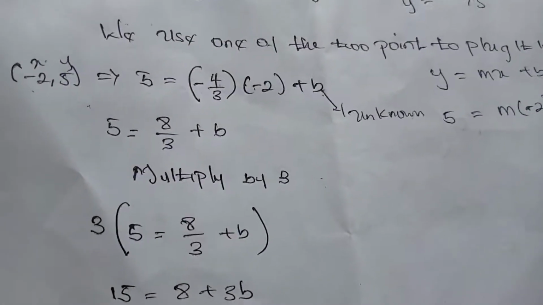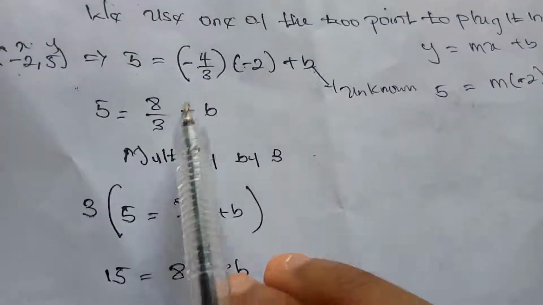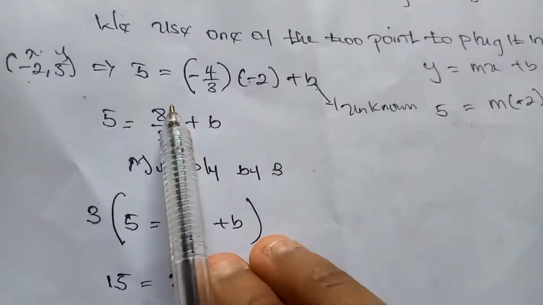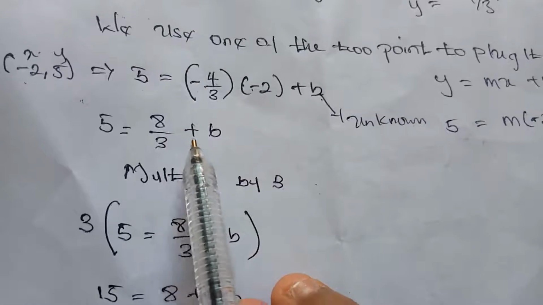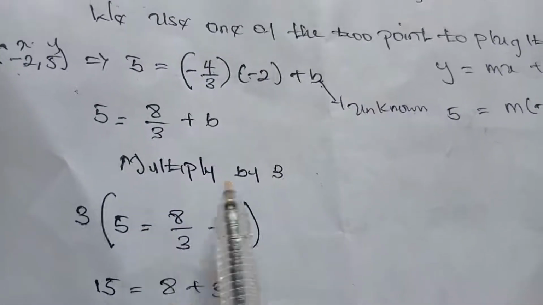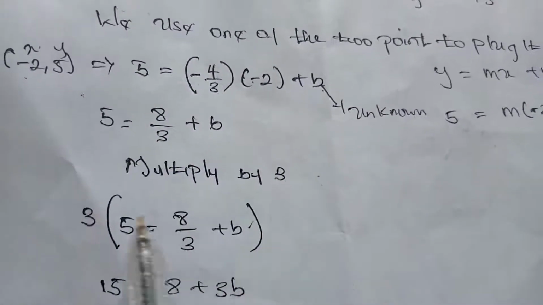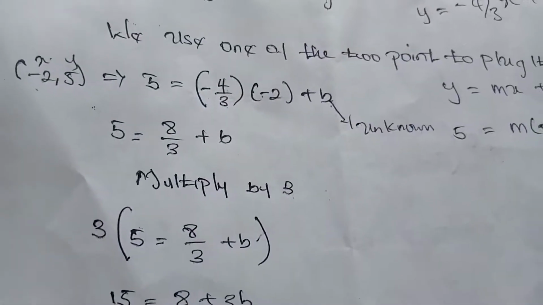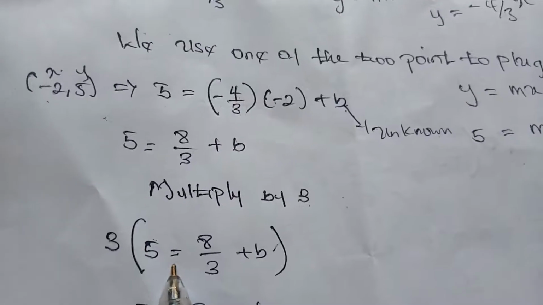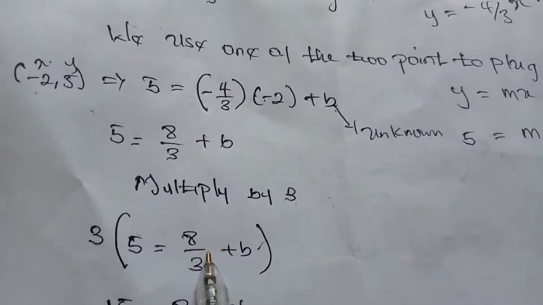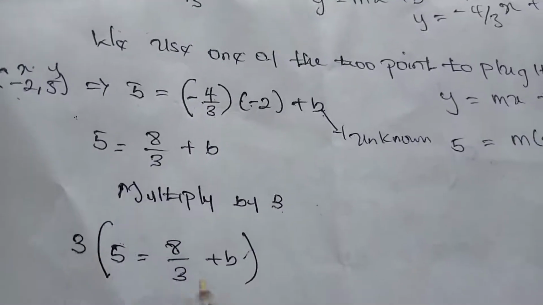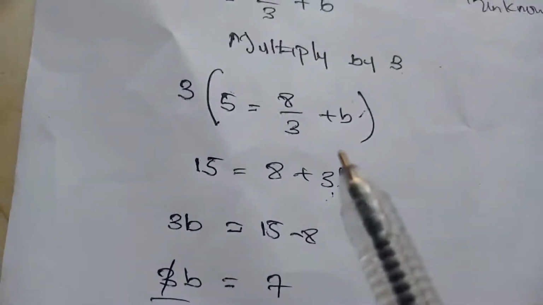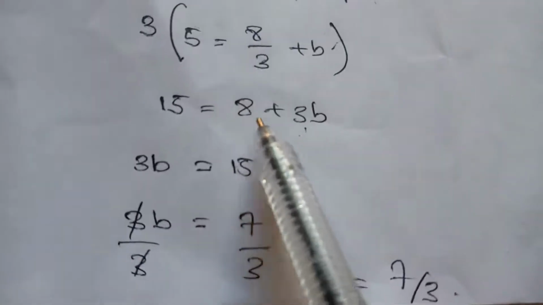So we have 5 equals minus 4 times minus 2, which gives us plus 8, so 8 over 3 plus b. Now we multiply both sides by 3 so we can simplify and get our b. 3 times 5 equals 15. The 3 cancels the 3, and 3 times b gives us 3b. Now we have 15 equals 8 plus 3b.